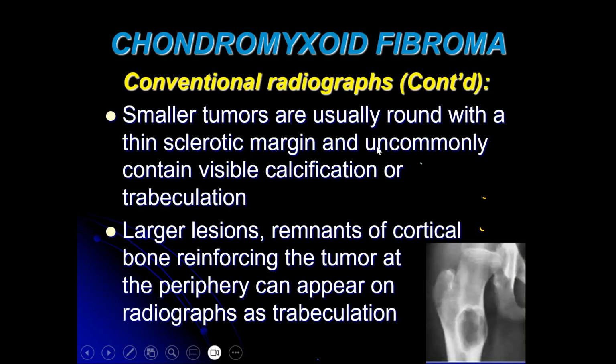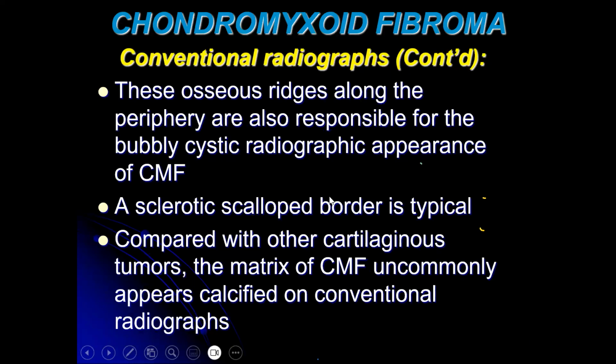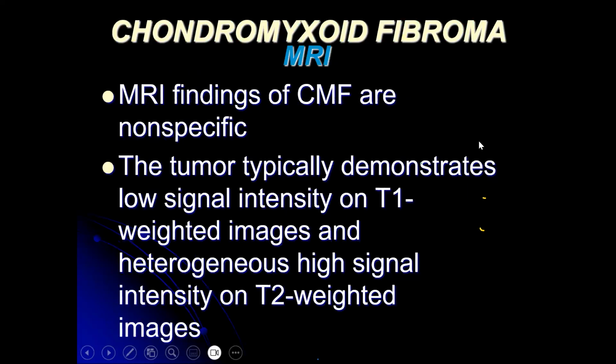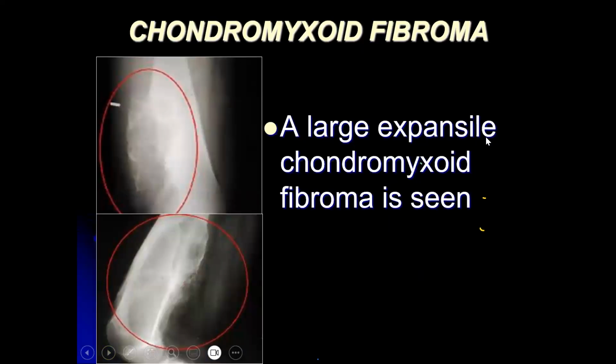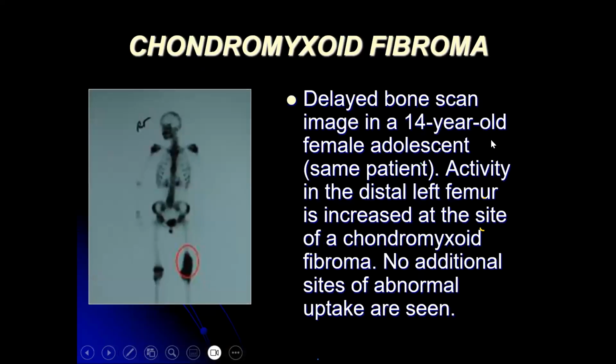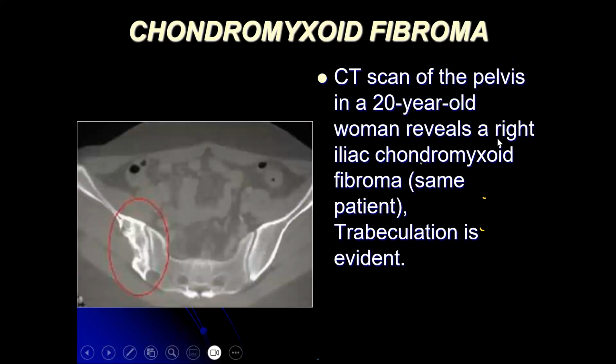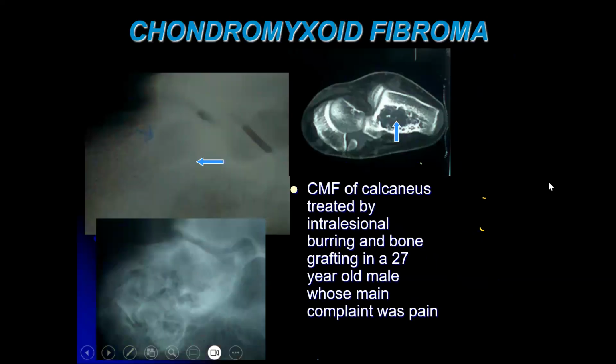So you should look into the literature, read about it, know where it occurs, know a bit about the pathology, and know about what type of management you will do, which is local resection and curettage if necessary. Okay, so this is enough for chondromyxoid fibroma. I have to go into other tumors. I have a lot on chondromyxoid fibroma because I had a few cases.